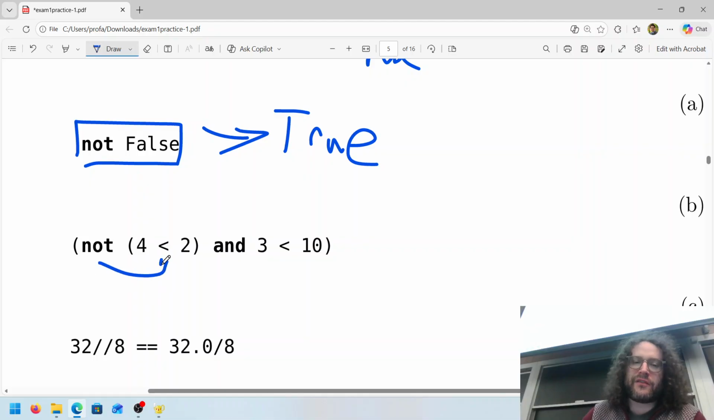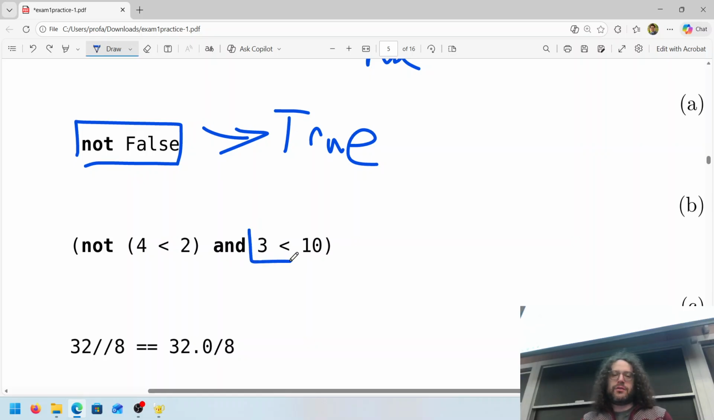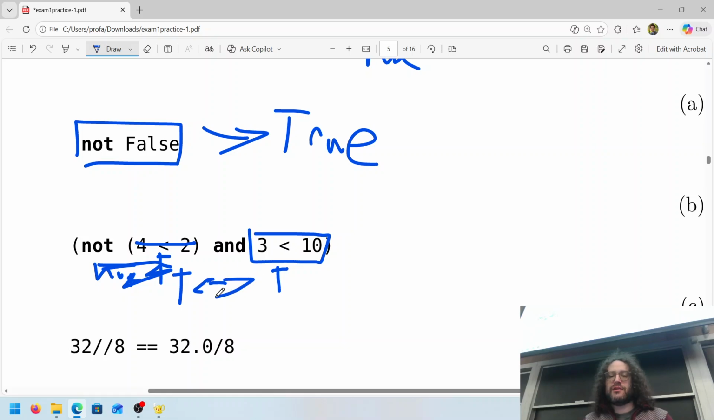All right. So now we have an and statement here, and the not applies over here. First let's do this side of the and. 3 less than 10. That's true. Then we have this other side: not 4 less than 2. 4 less than 2 is false. 4 is not less than 2, right? We put a not in front of this now, so it's not false, so this becomes true. So we've solved both sides. Both sides are true, so the whole thing is true. Make sense?